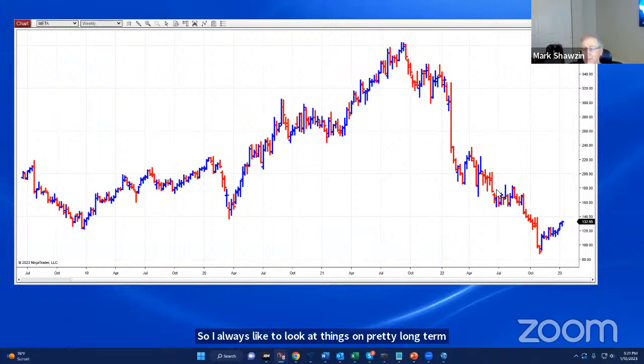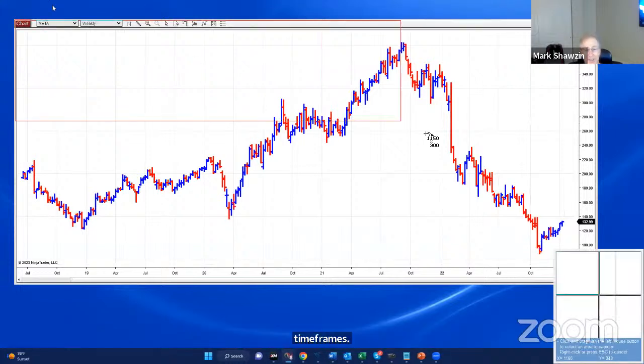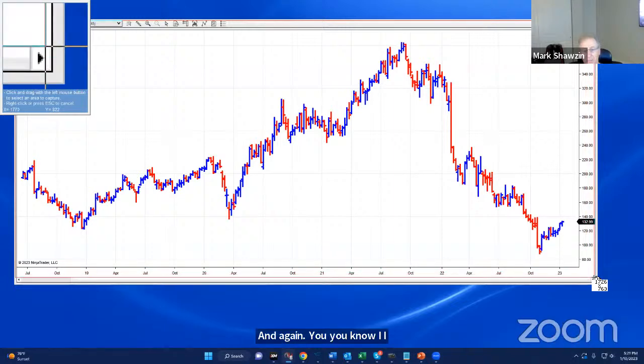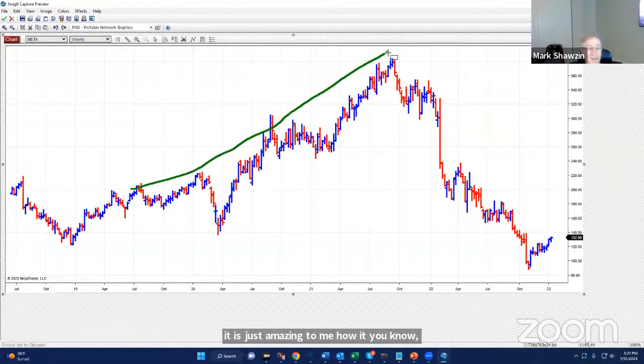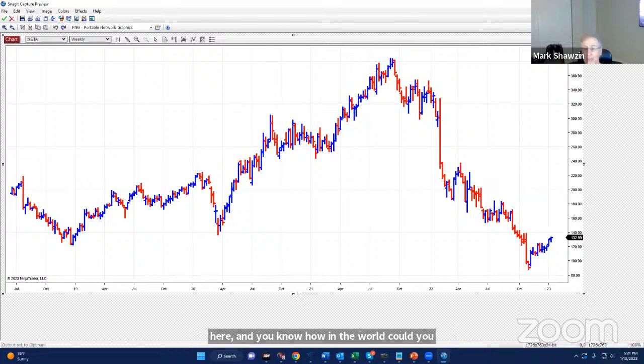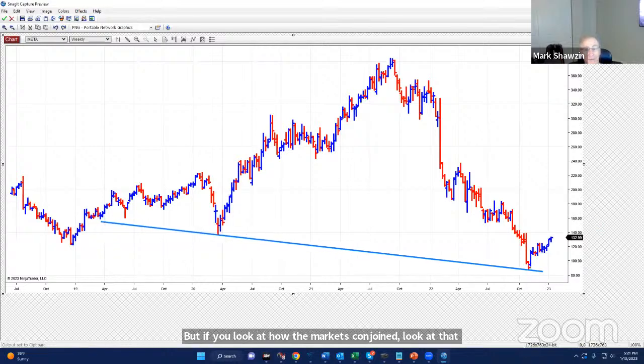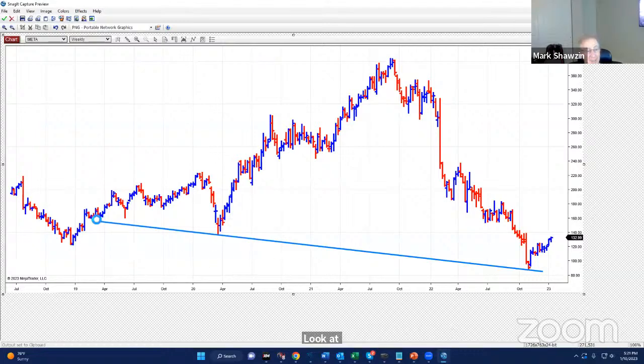And again, I just love this game because it is just amazing to me how prices can go here, and how in the world could you anticipate that it was coming here? But if you look at how the markets conjoined, look at that. And to me, I will never get over how amazing these markets are, that they retreat to certain points.